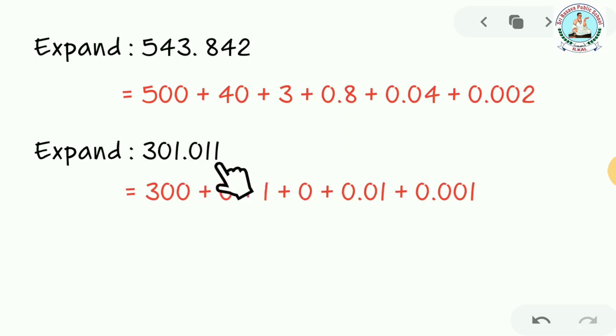Next, if you want to write the place value of this 1 except this digit, make other digits as 0. So it will be again 0, 0.001. So that is what I have written here. So this is how you can write the expanded form of a decimal number.